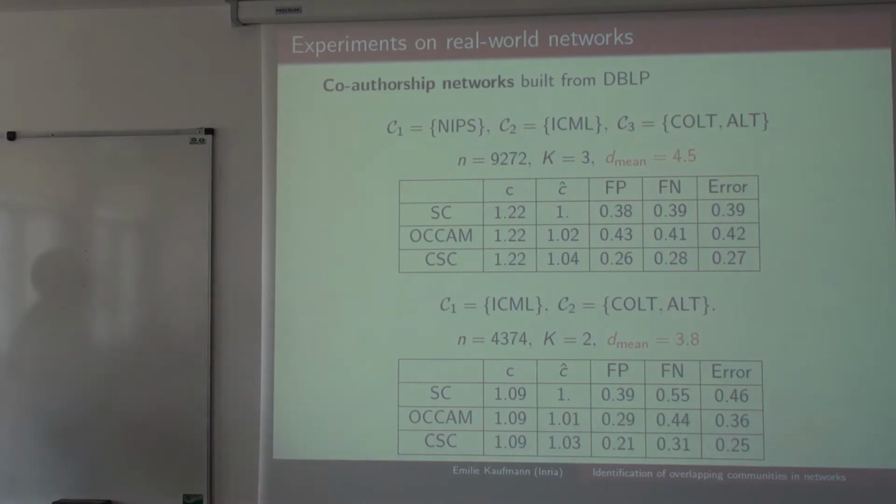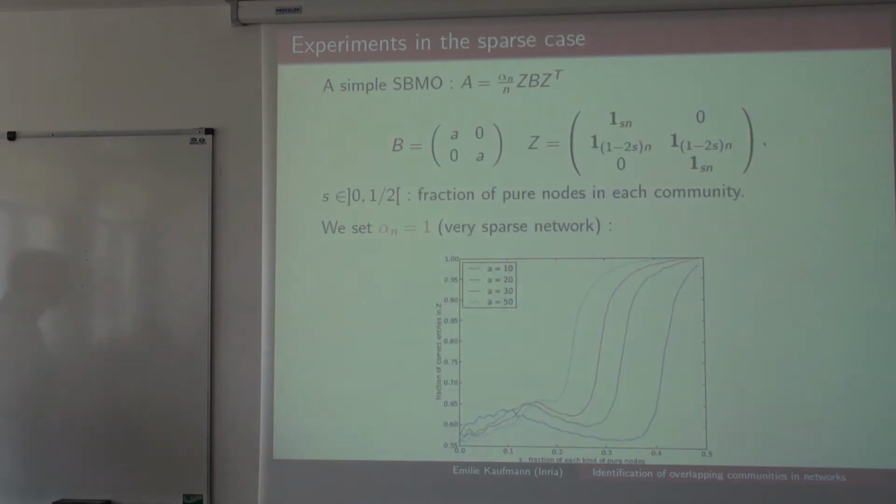So it is known that it is more complicated to do community detection in sparse networks. We tried to investigate this phenomenon a little bit on simulated data. We took a very simple SBM with 2 communities and a diagonal connectivity matrix, where we fix a fraction S of pure nodes. So there are S n nodes that belong only to community 1, S n nodes that belong only to community 2, and the others belong to the two communities.